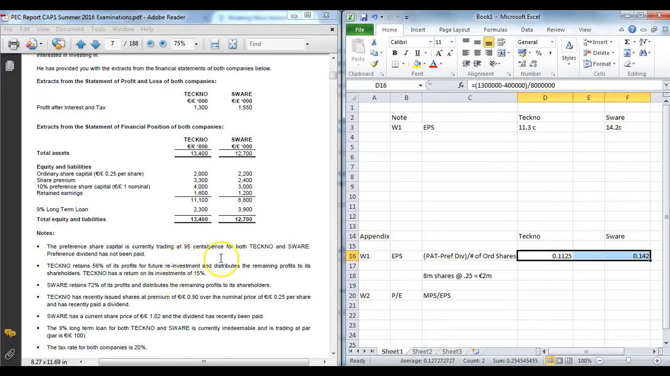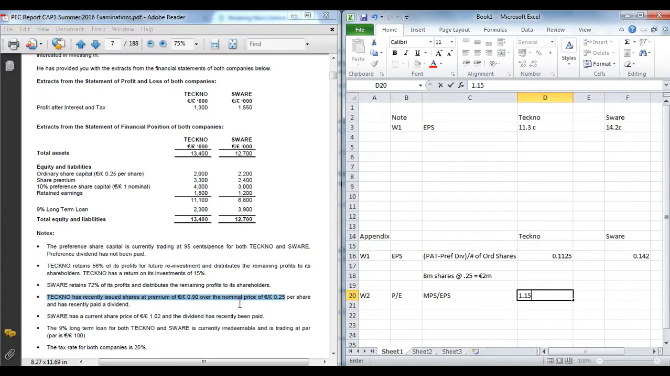So in terms of looking for a market price, we're told Techno has recently issued shares at a premium of 90 cents over the nominal price. So some students got caught out here. That means the current price of Techno is 1.15. So it's €1.15 because they issued at a premium over the nominal price. They didn't issue them at 90, it was over the nominal price, so that means you add them together. So it's 1.15 over 0.113, meaning the price earnings ratio is 10.2.